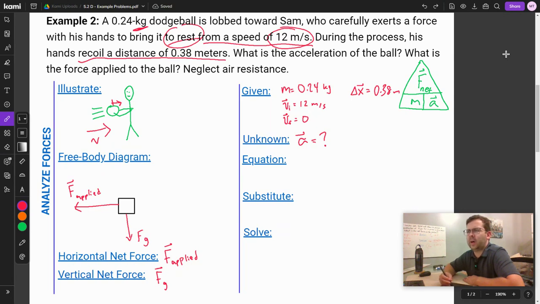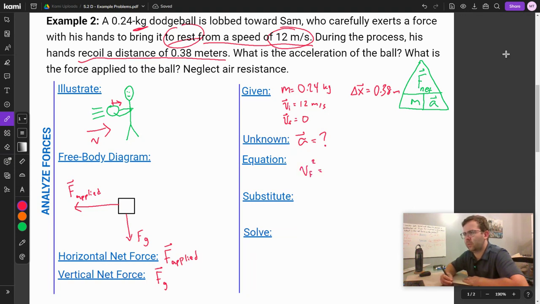We're not given a time value. We don't know how long it took for the ball to slow down. So instead, we're given a displacement for the ball. So we've got to look through the equations that we know for acceleration with these kinds of variables. And the only one that has all of the pieces that we need is this one here.